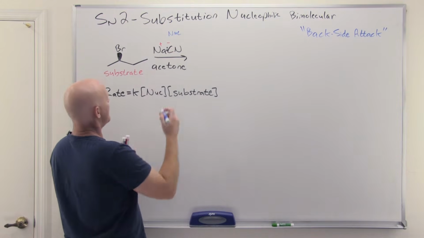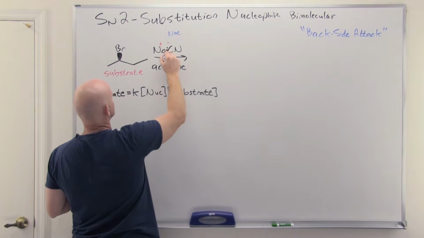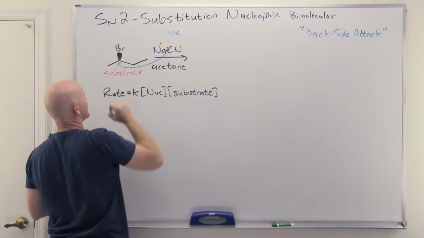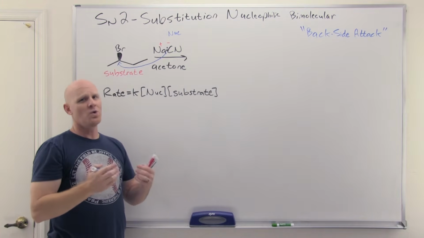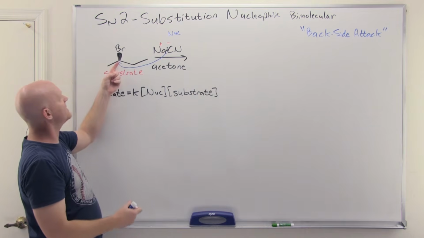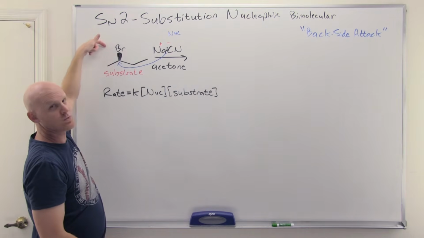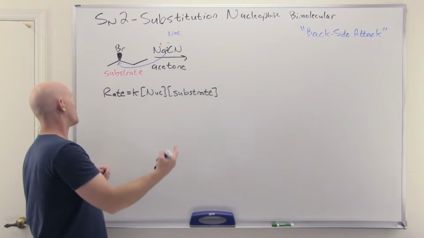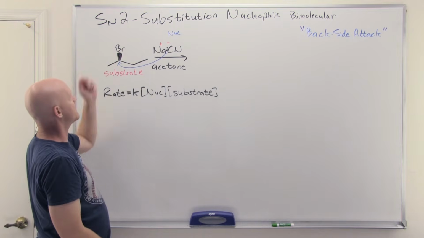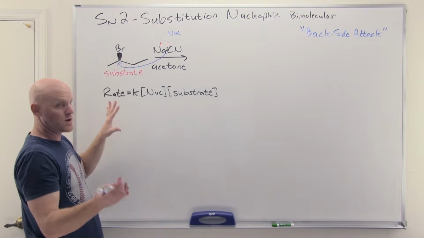What's going to happen here is that cyanide is going to do nucleophilic attack, and it's the backside attack. The nucleophile is doing backside attack, and what we mean by backside attack is that it's attacking 180 degrees opposite from where the leaving group is leaving. So here, 180 degrees opposite from where that bromine's going away. We'll talk a little more about that in a bit here.